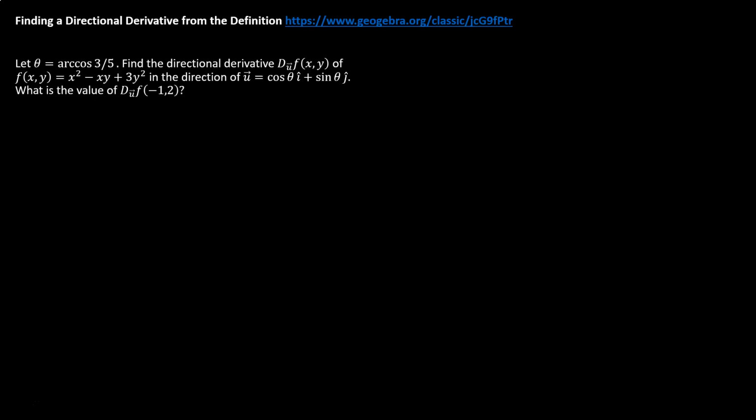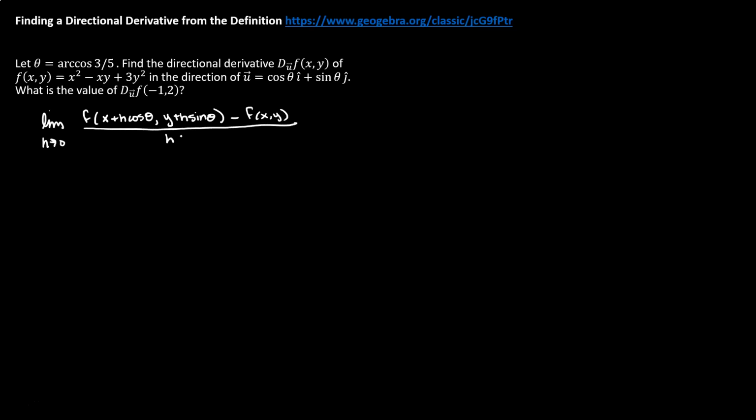To calculate the directional derivative, we're going to use that limit definition. We will start with the limit as h goes to 0. The numerator has f of (x plus h cosine theta, y plus h sine theta) minus f of (x, y), all divided by h.